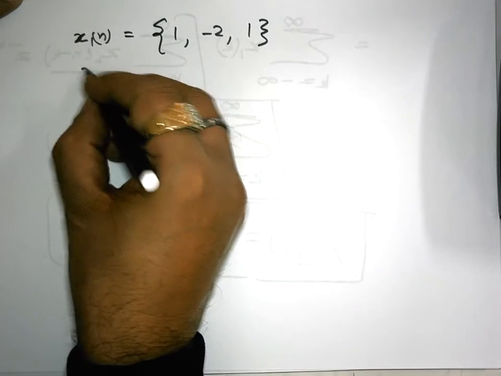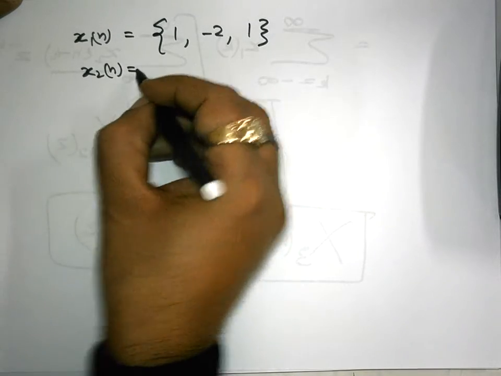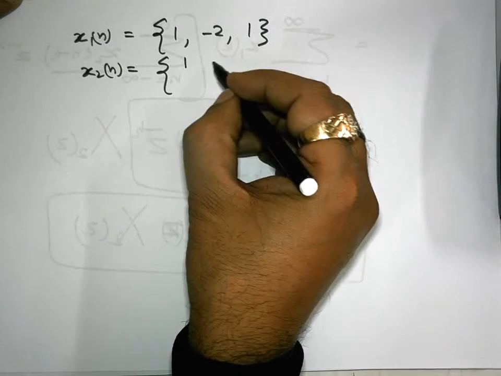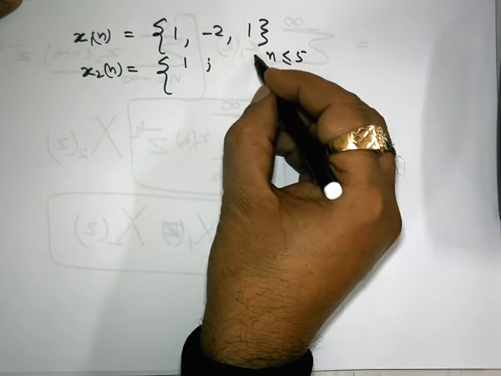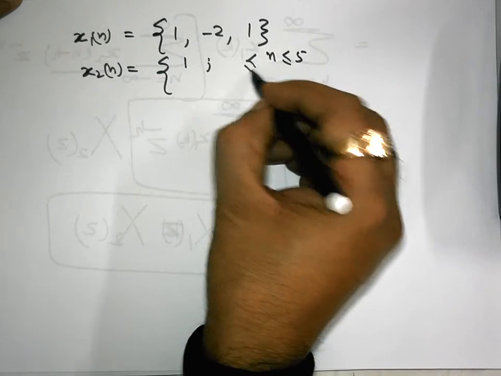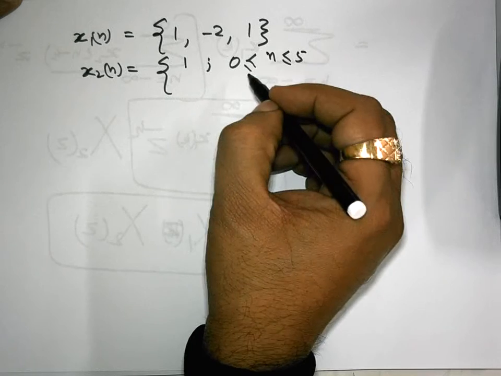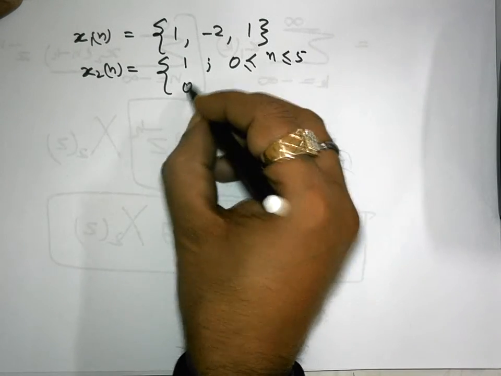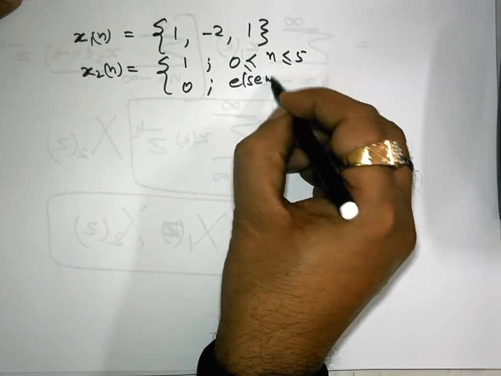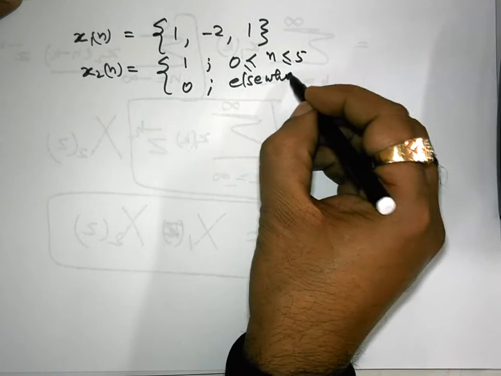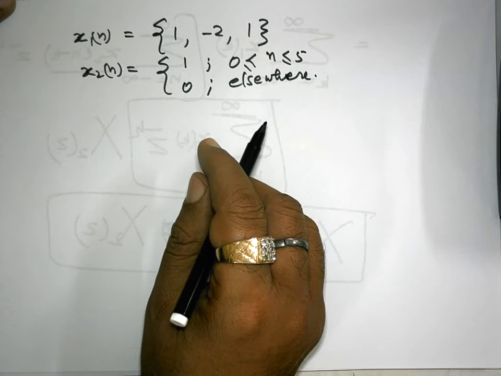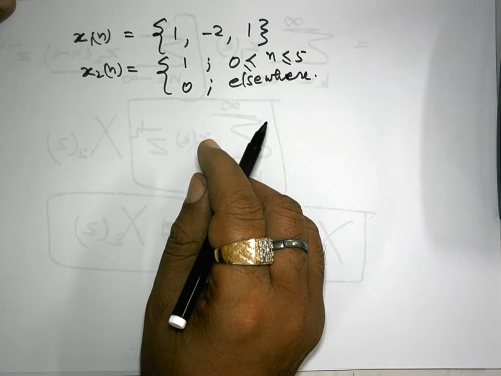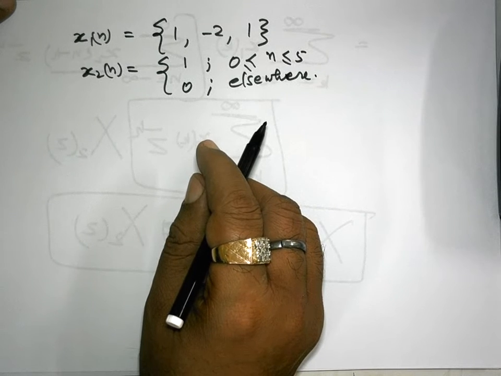This is one of the signals, and x2[n] is defined as equal to 1 for n less than or equal to 5 and greater than or equal to 0, and it is 0 elsewhere. So we will compute the convolution of the signal x[n] by using the convolution property.